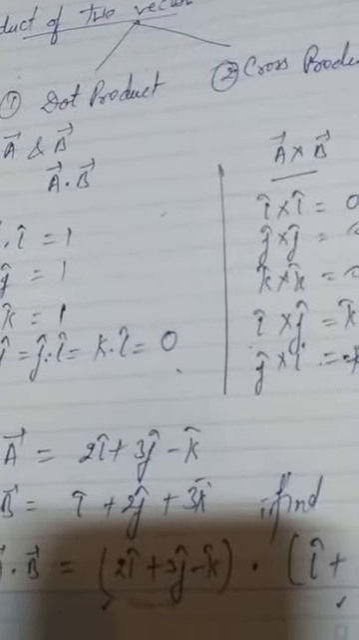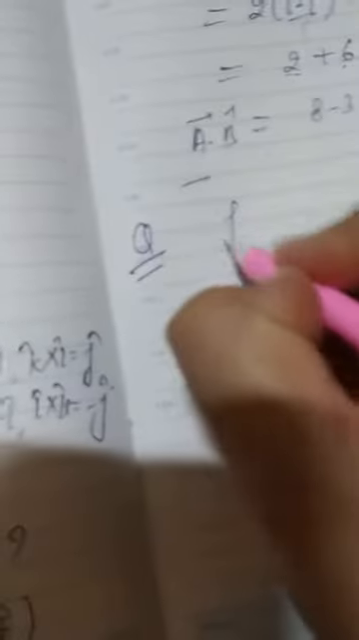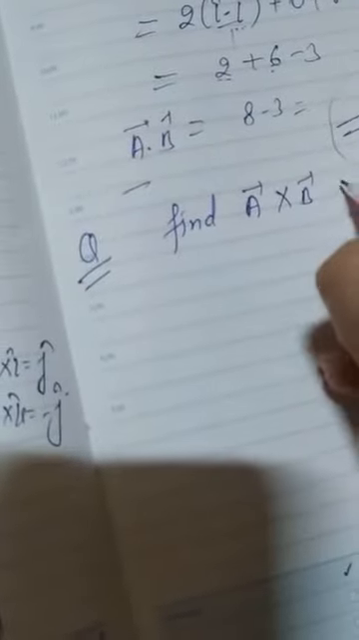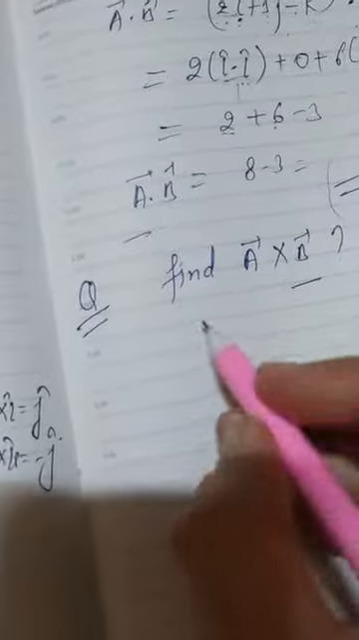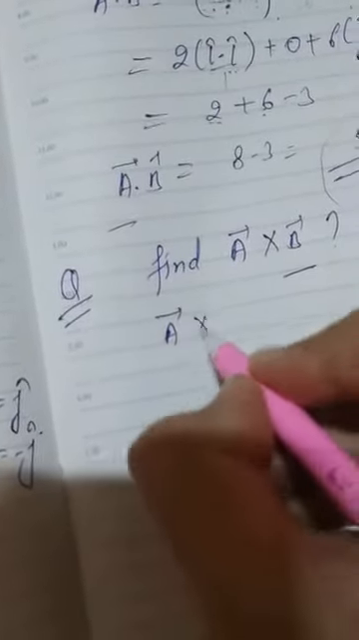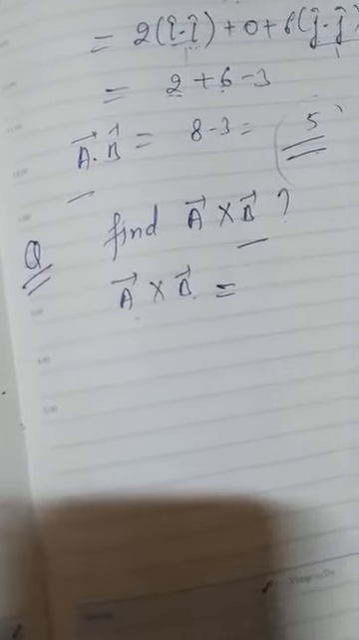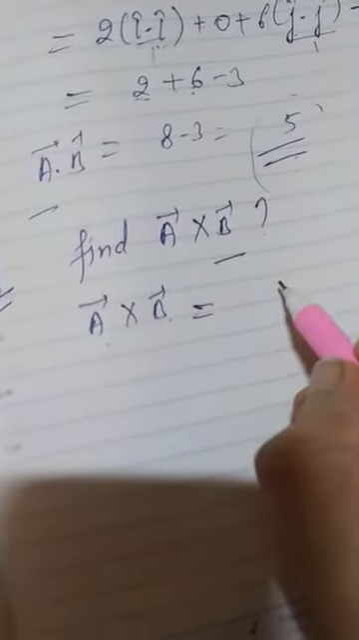Now for the same vectors we will find the cross product. For the next question, find the cross product A cross B vector by using the same both vectors. Now how can we find the cross product of both vectors? There are two methods. One is the matrix method, second is the Cartesian method. You can use any one method. Now we will use the matrix method.